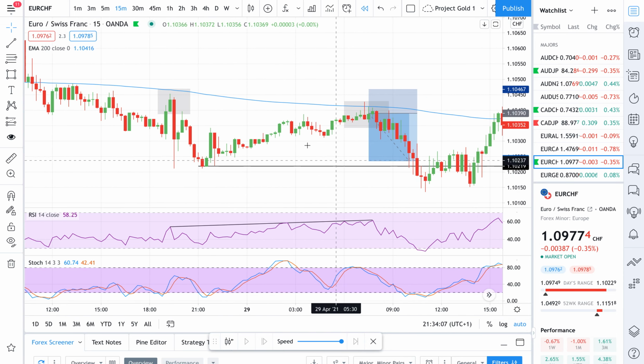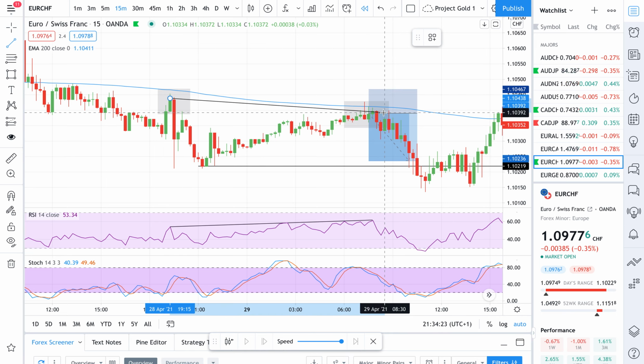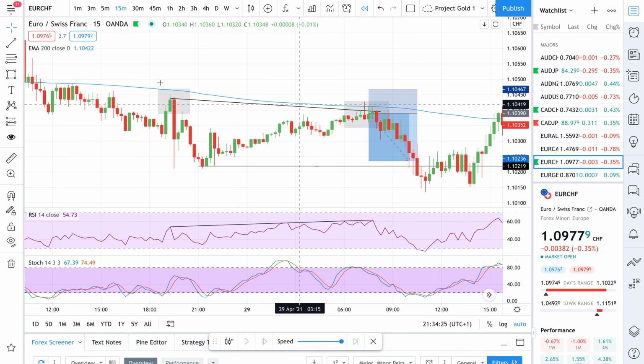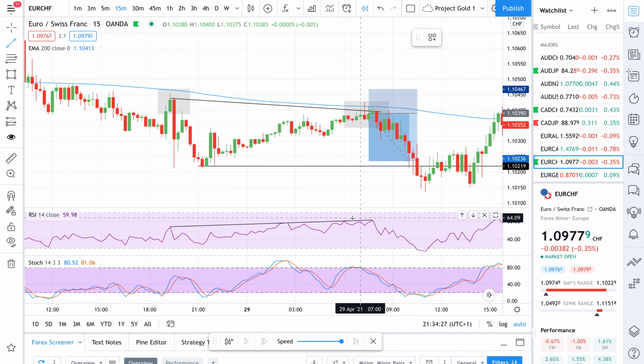So you can see here we did get our divergence. So this again was a very small divergence. What we're looking for is we're not looking for wicks, guys. We're looking for actual candle bodies, and that's what we support as divergence. You can see from this level here, we are actually heading down, and on the RSI, we are heading up.